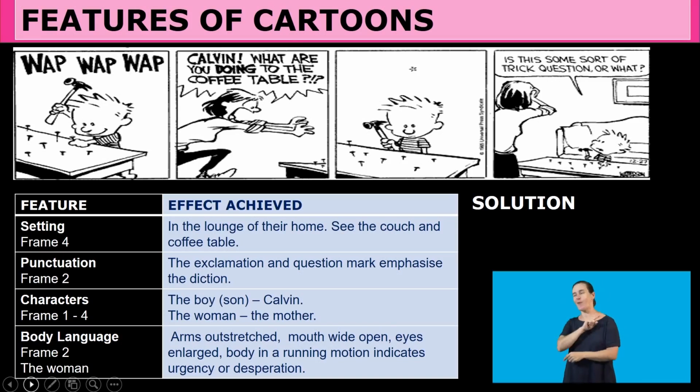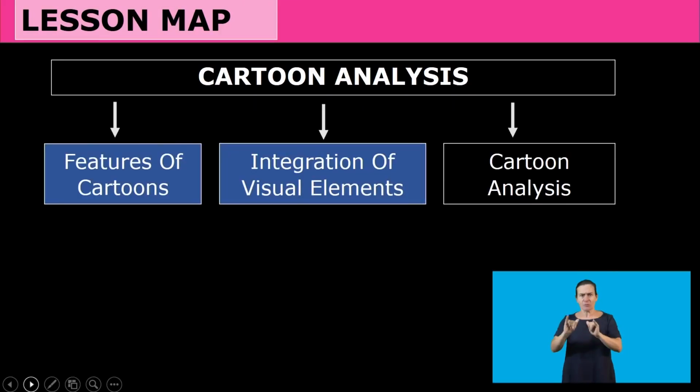The punctuation, the exclamation mark, all right, emphasizes the diction, how the words are said, so it adds to tone, all right. The characters are the boy, which is Calvin, and the woman would be his mother, all right. And in frame 2, look at the body language. The arms are outstretched. Her mouth is wide open, the eyes enlarged, okay. She's in a running motion. So this indicates her urgency and her desperation.